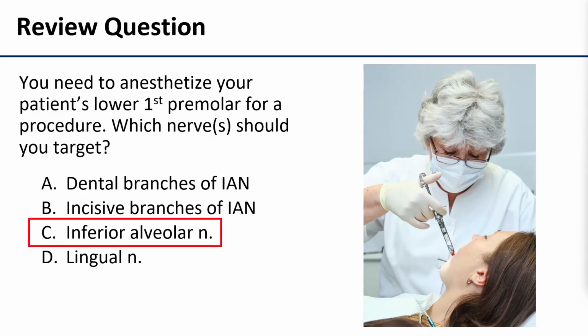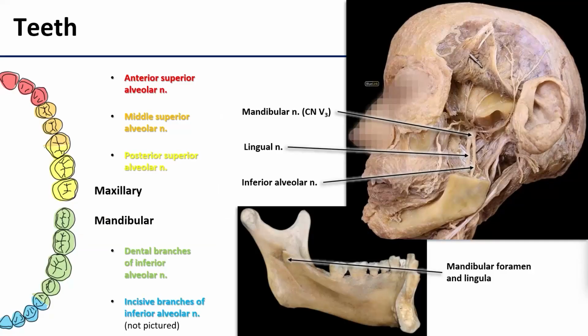All right, the correct answer here is C, the inferior alveolar. Now, the first premolar, if we look at what exactly is innervating it, so we are looking at our first mandibular premolar, which is this tooth right here. It has shared innervation from some of the dental branches of the inferior alveolar and some incisive branches of the inferior alveolar. Now, the fun thing about this is you don't have to target either of those. You can actually target the entire tooth row here by targeting that inferior alveolar nerve.